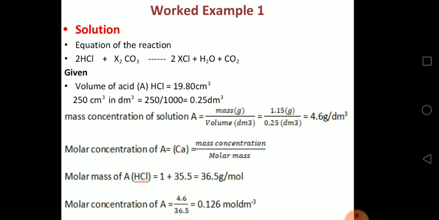Now, as we have seen, we've been given the volume of the acid, which is 19.80 cm3. This is the titre value. Here we have the volume in cm3. So we can convert the volume to dm3 by dividing by 1000 cm3, because 1 dm3 is equivalent to 1000 cm3.